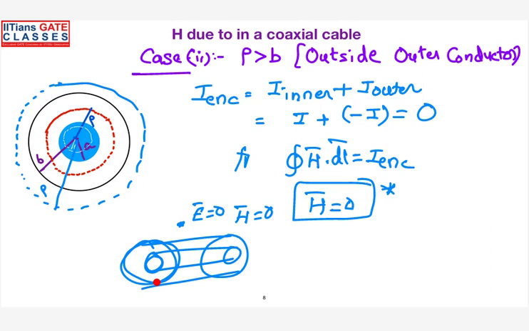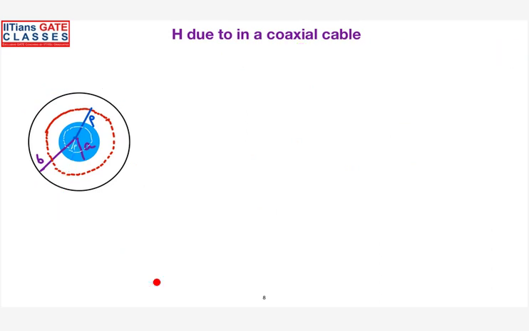Okay. So let us do the same by considering a point between the conductors, between the inner conductor and the outer conductor. You can repeat the same thing and tell me the answer. Now case 3 is when the value of rho lies between A and B, that is, between the conductors.